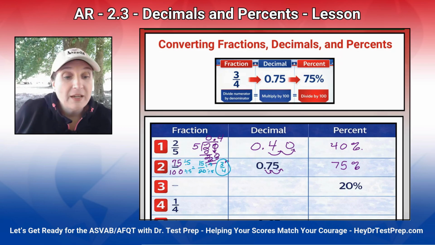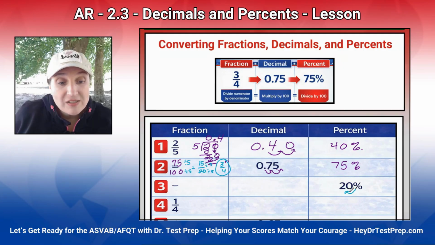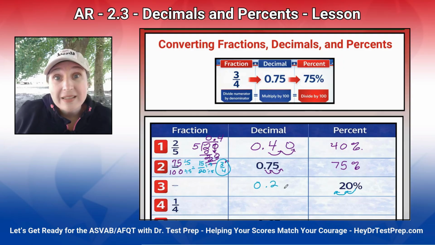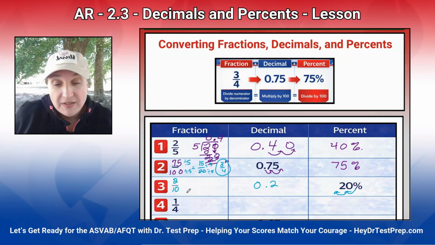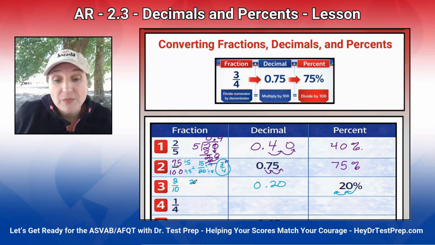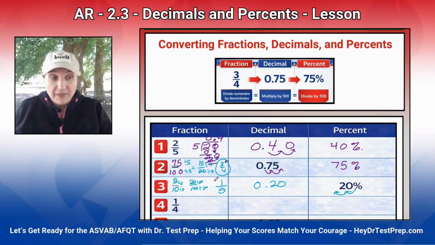Same way. Here we've got 20%. So we go 2 places the other way and we get 0.2. We read this as 2/10. We also could read it, if you left the 0 there, as 20/100. We would get the same thing. Both of these are divisible by 2. 2 divided by 2 is 1. 10 divided by 2 is 5. We would get the same thing, 1/5.